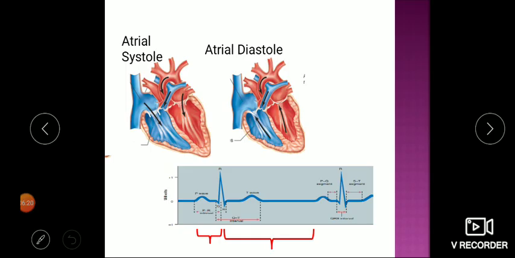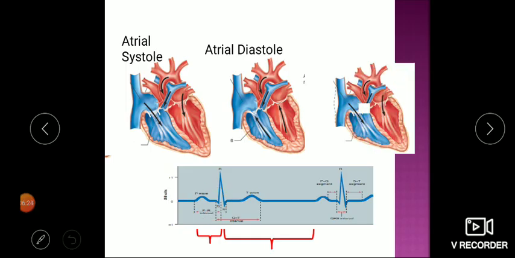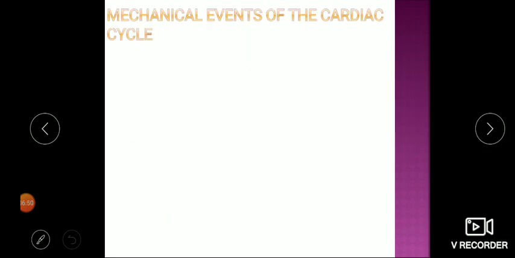You can see this is the event after the P wave. This is atrial systole again. So the duration of 0.1 second is atrial systole, 0.7 second is atrial diastole. So this is the simple atrial cycle. It continues contraction, relaxation. In total it is 0.8 seconds. So the duration of the cardiac cycle is 0.8 seconds. 0.1 second is atrial systole or atrial contraction, and relaxation is long, it is 0.7 seconds.